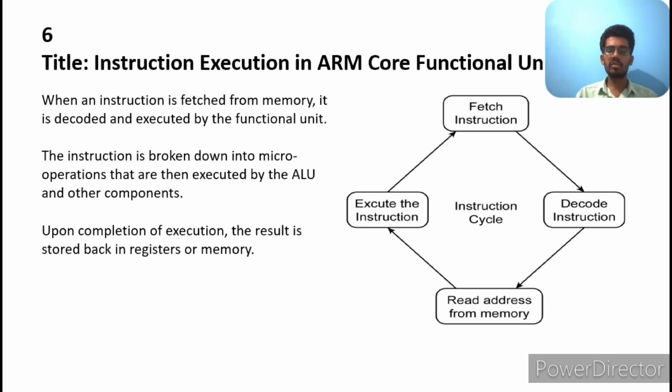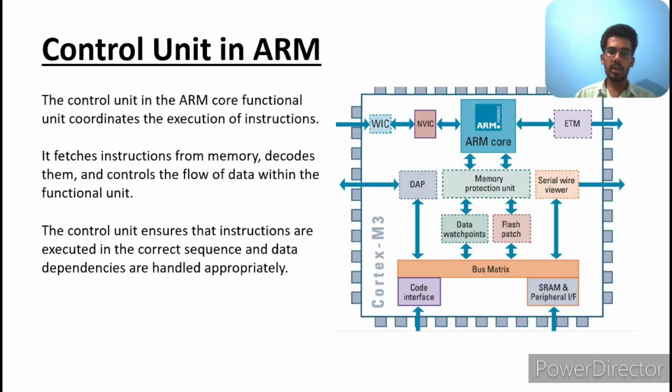Next, instruction execution in the ARM functional unit. When an instruction is fetched from memory, it is decoded and executed by the functional unit. The instruction is broken down into micro-operations that are then executed by the ALU and other components. Upon completion of execution, the result is stored back in registers or memory.